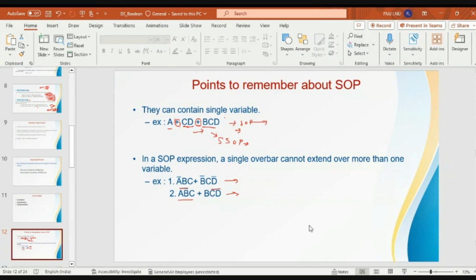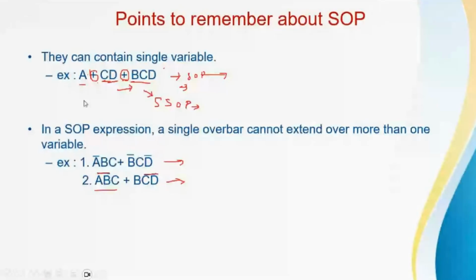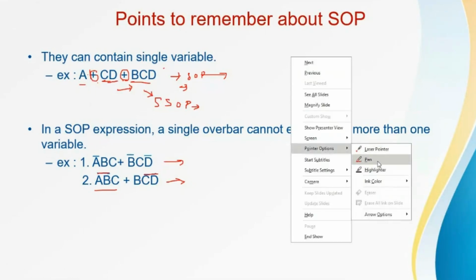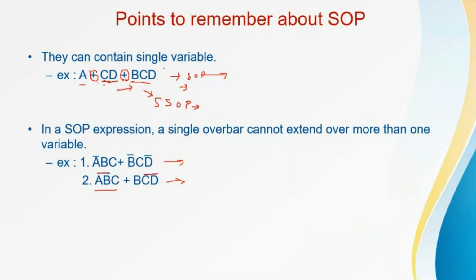Standard SOP means whatever we are seeing here, right? Whatever we are seeing in this expression, we can see that A is there. In total in this variable, we can see A, B, C, D, right? A is also used, C, D is there, B, C, D is there. So here in the first one, only A is present, B, C, D are missing, correct?